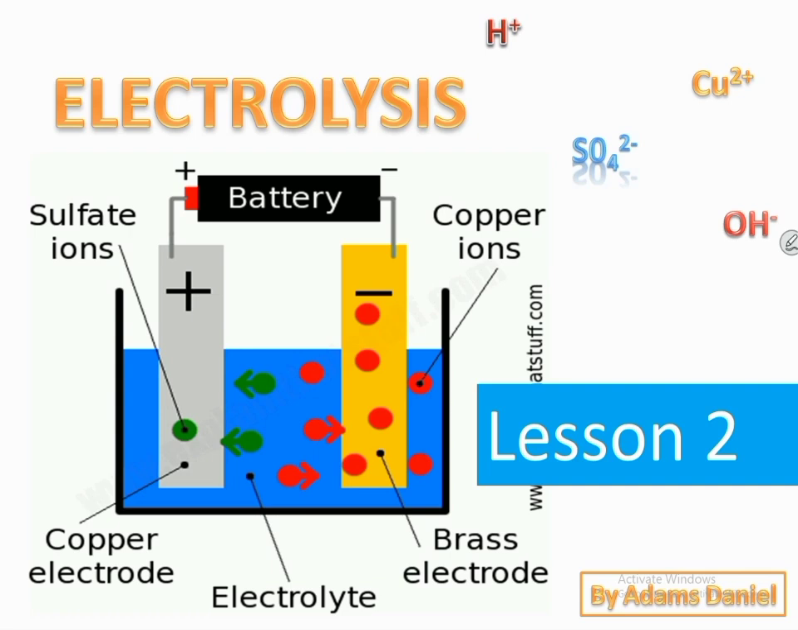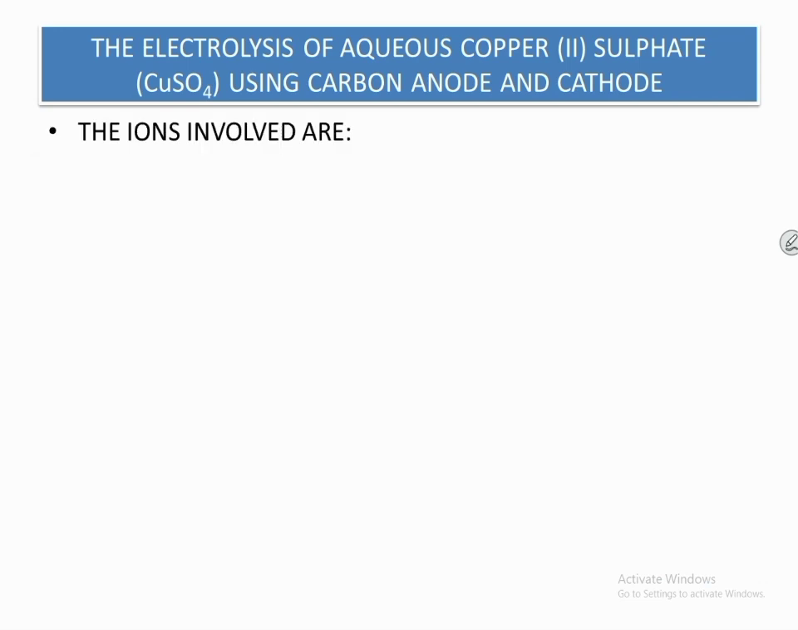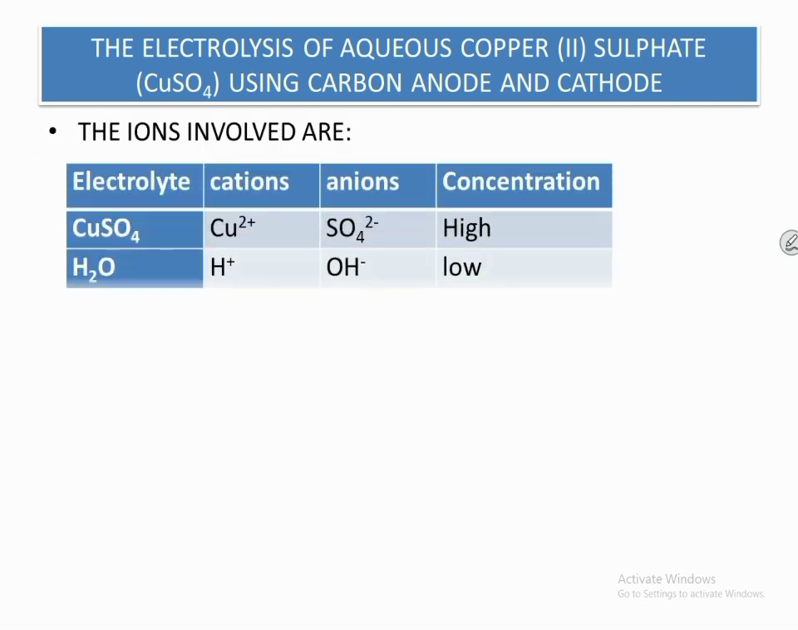All right, let's go into it gradually. Now, electrolysis of copper(II) tetraoxosulfate(VI). What are the ions involved? We have 2 cations and 2 anions. Of course, both hydrogen and copper(II) will migrate to the cathode, but only one will be discharged. Now, which of them will be discharged?